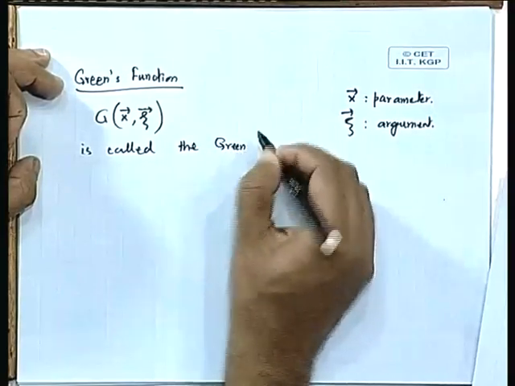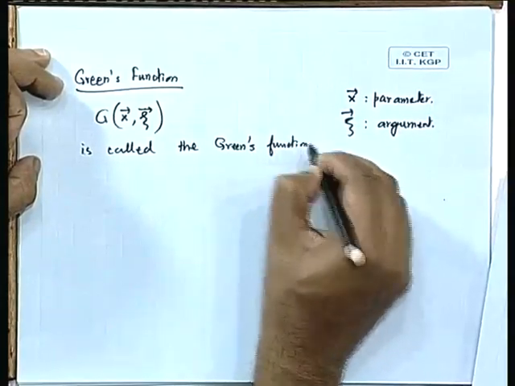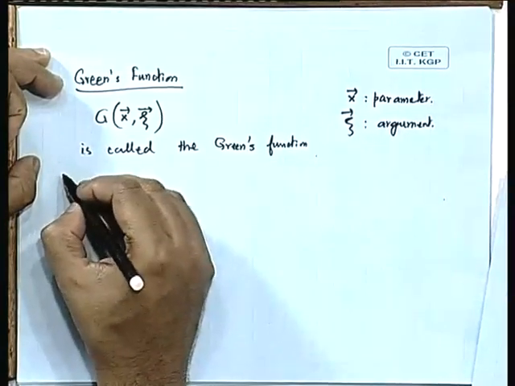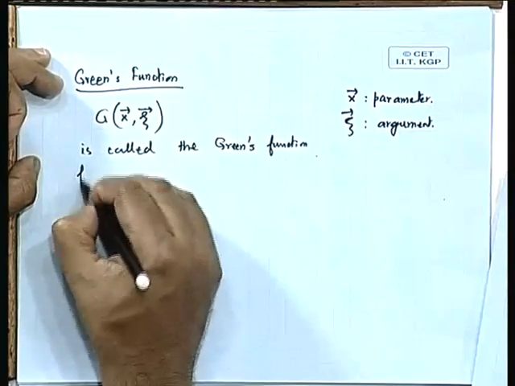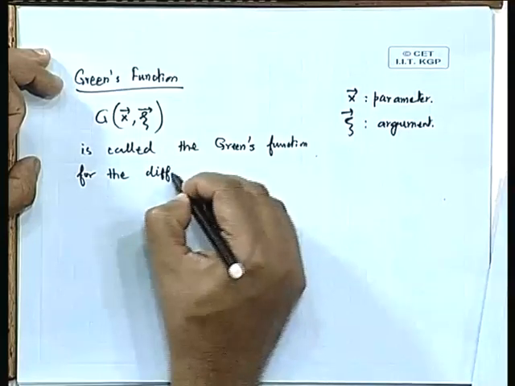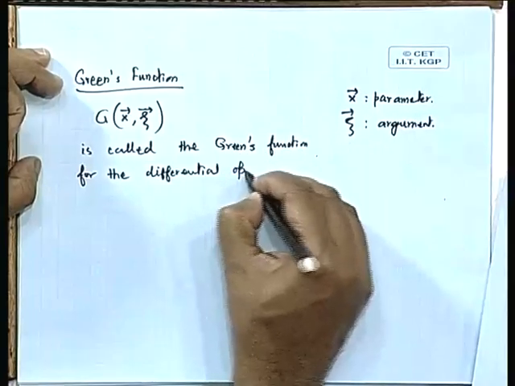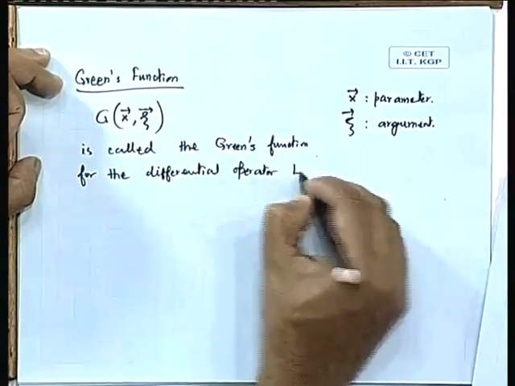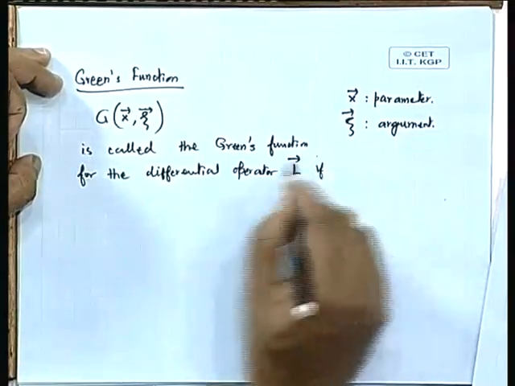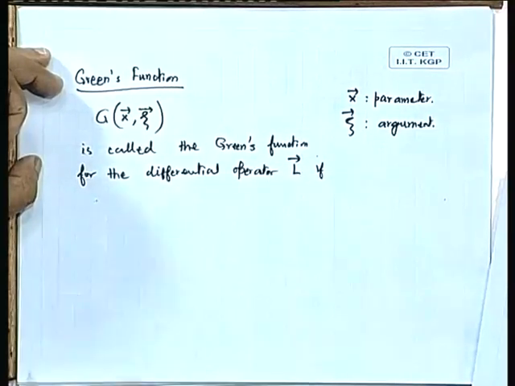Now, this g of x zeta is called the Green's function for the differential operator. Now, Green's function, mind you, is always defined with respect to some differential operator. So, we can call this a Green's function for the differential operator L. So, we consider a linear differential operator, and we are designating that linear differential operator by L. So, G is Green's function for differential operator L if it satisfies three conditions.